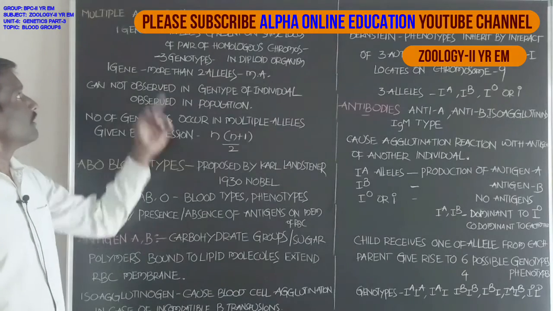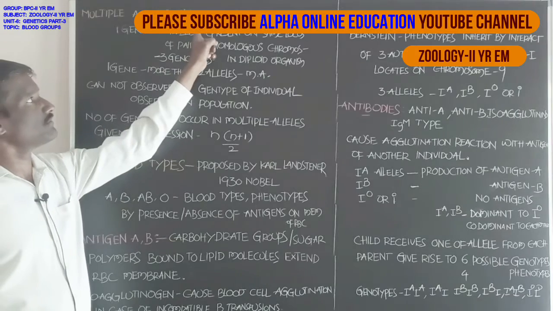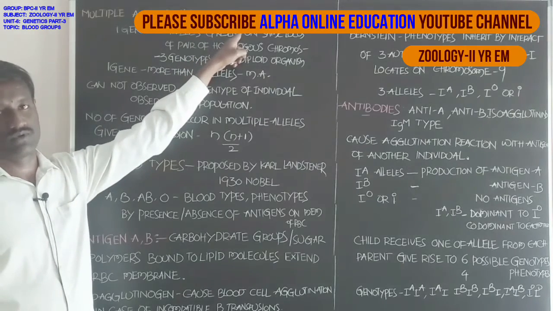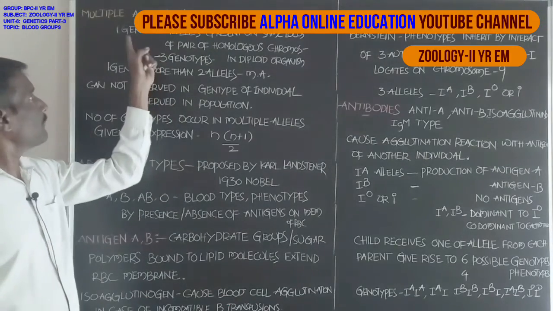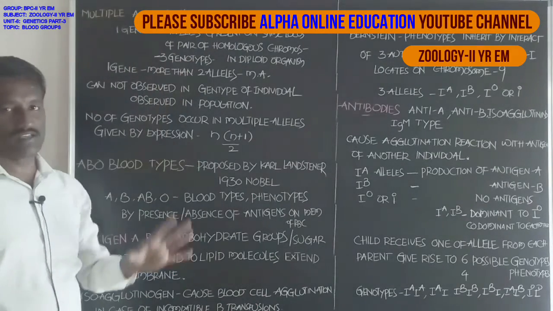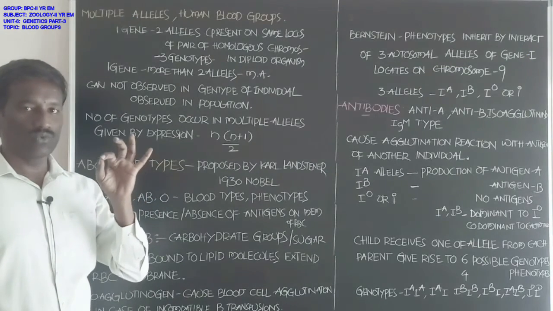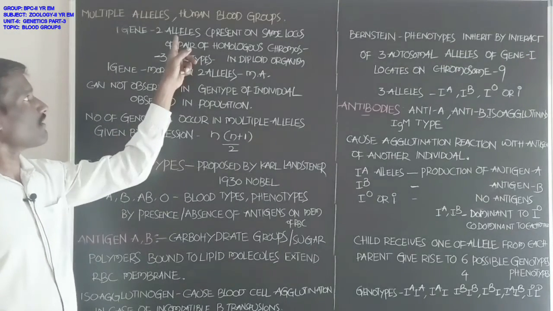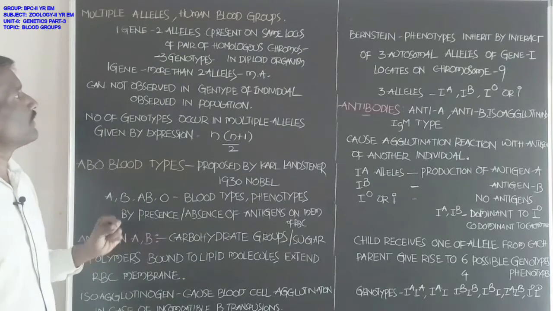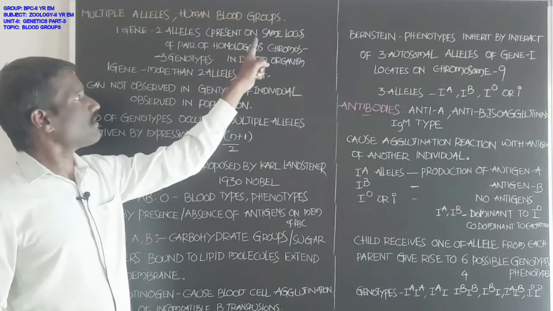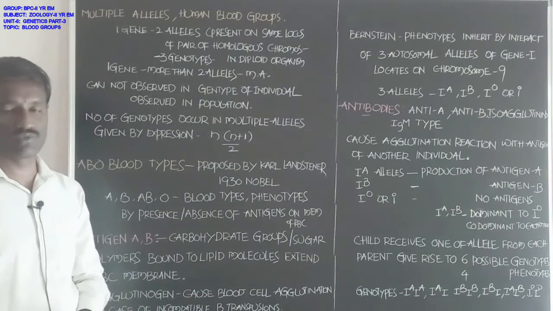Students, now we discuss the topic: multiple alleles and human blood groups. Firstly, one gene with two alleles. One gene having two forms, these are called alleles. One gene with two alleles, present on the same locus of a pair of homologous chromosomes.